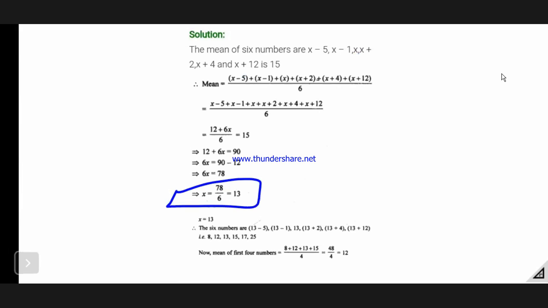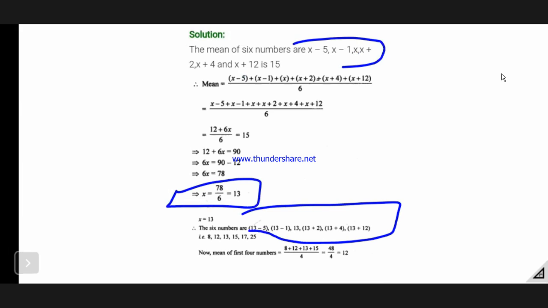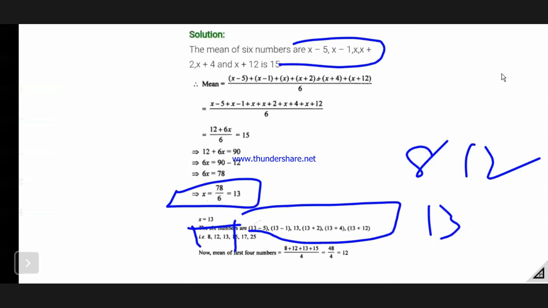After getting the x value, we want to substitute it in the equations. That means x minus 5. For x we want to put 13. X minus 1, we will get a set of values as 8, 12, 13, 15, 17 and 25. In that we want to choose first 4 numbers: 8, 12, 13 and 15, and we want to take mean. While taking mean, we will get the answer as 12.